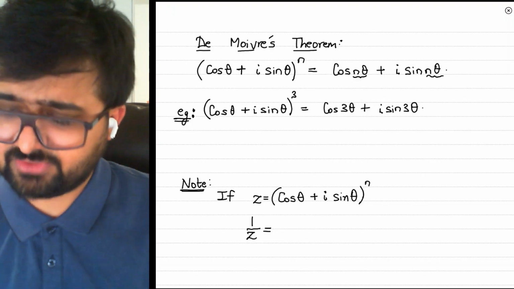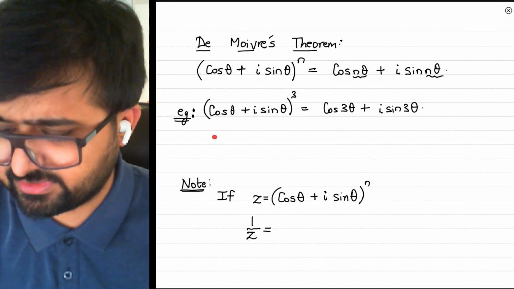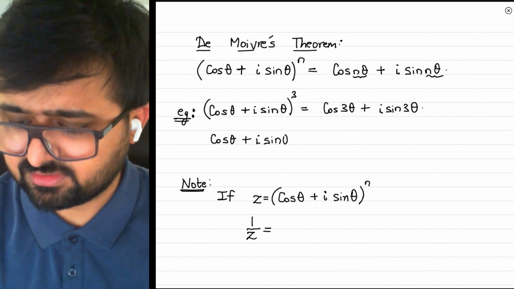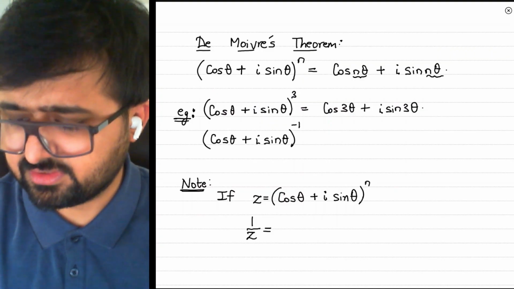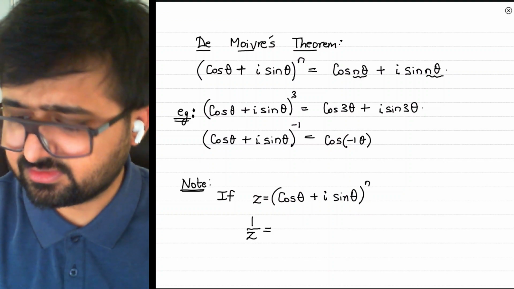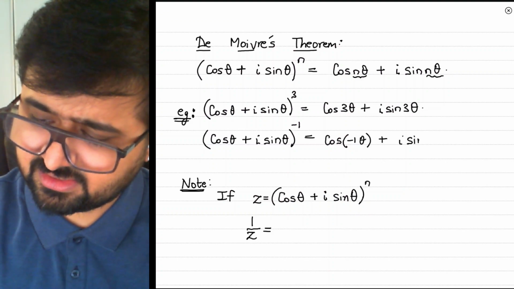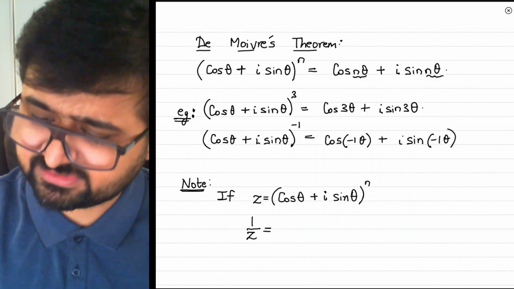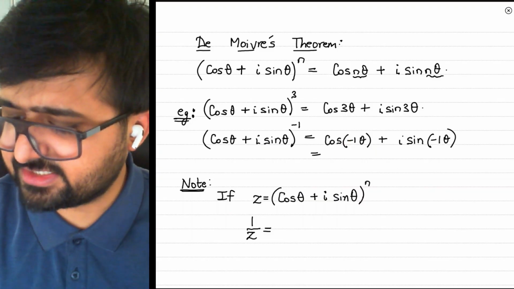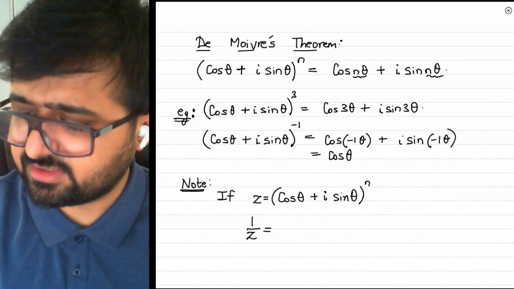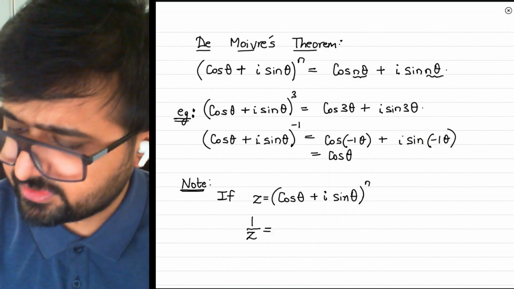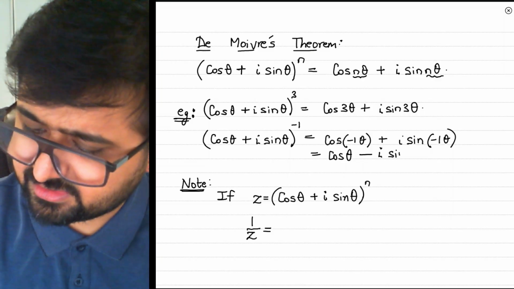Now let's say instead of this n, we have minus 1. Let's say (cos theta + i sin theta) to the power minus 1. So this can be written as cos(-theta) + i sin(-theta), because that minus 1 can be multiplied inside. Now we know cos of minus theta is nothing but cos theta, and sine of minus theta is minus sine theta. So this will become minus i sine theta.